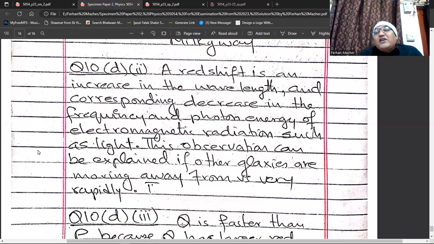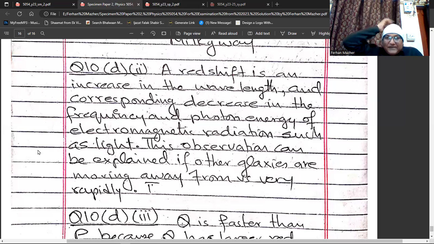The frequency which you hear, the sound waves which you are receiving, their frequency will decrease. Okay. And this is called Doppler's effect. And the same thing can happen with the light.